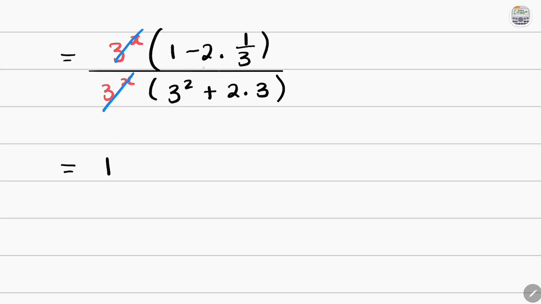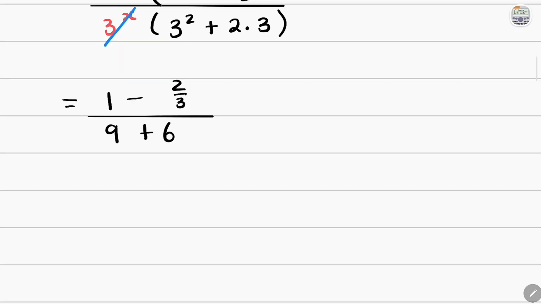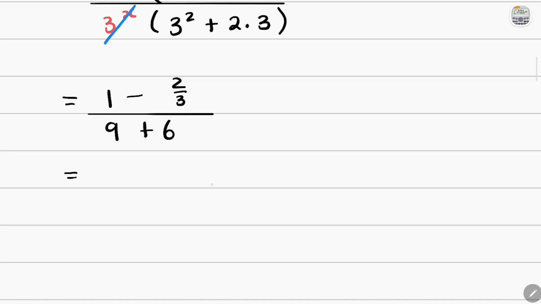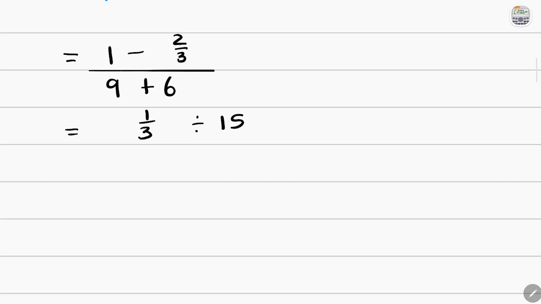We have 1 minus, and this is 2 times 1 over 3, which becomes 2 over 3. And then all over that is a 9 plus 2 times 3 is 6. And we're just simplifying. So 1 minus 2 over 3, it's the same thing as saying 3 over 3 minus 2 over 3. It gives you 1 over 3, and then divided by 9 plus 6, which is 15. So you can say divided by 15, and then simplify this.